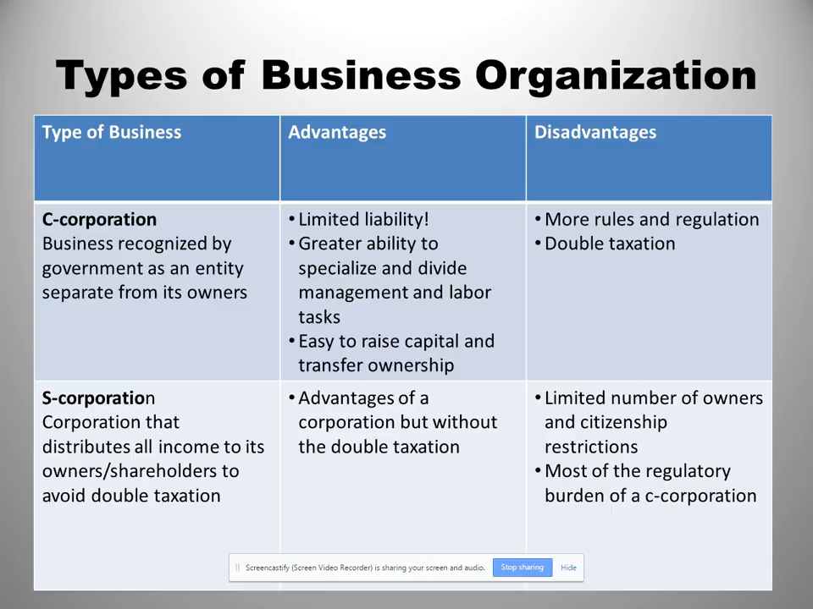Much greater ability to specialize and divide management and labor tasks, much larger scale and greater specialization. It's easy to raise capital and transfer ownership. If I wanted to sell my part of BP, I just go online to Charles Schwab, my stockbroker, and punch some buttons. Super simple. Disadvantages, well, there are a lot of rules and regulation.